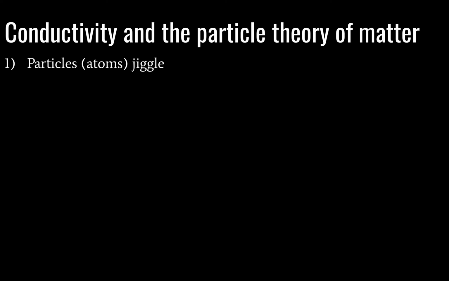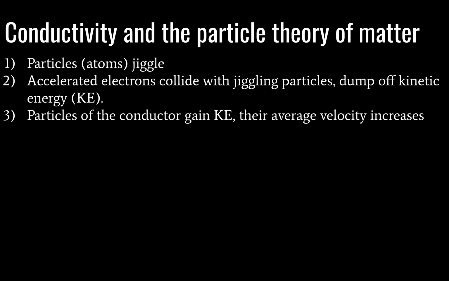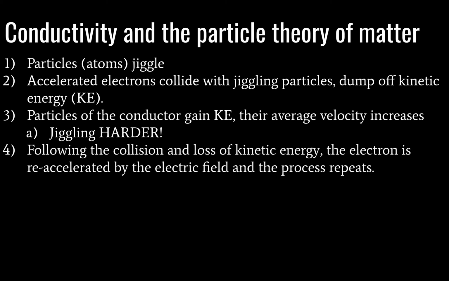So let's break it down. Looks like this. Our atoms are jiggling, and the accelerated electrons collide with jiggling particles, dumping off kinetic energy. Particles of the conductor gain kinetic energy, and their average velocity increases, which means they're jiggling harder. Following this collision and the loss of kinetic energy, the electron is re-accelerated by the electric field through the conductor, and the process repeats.